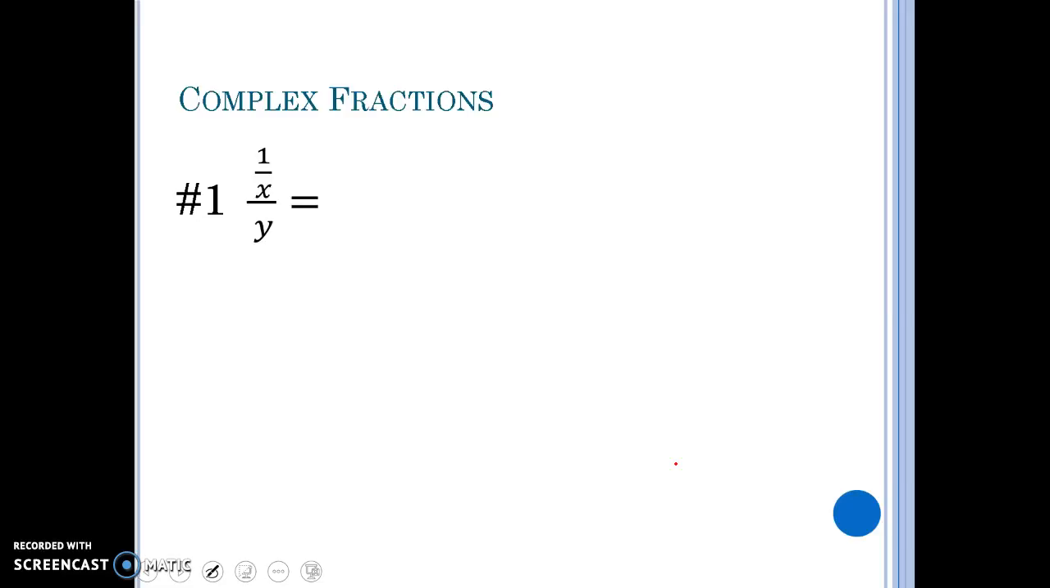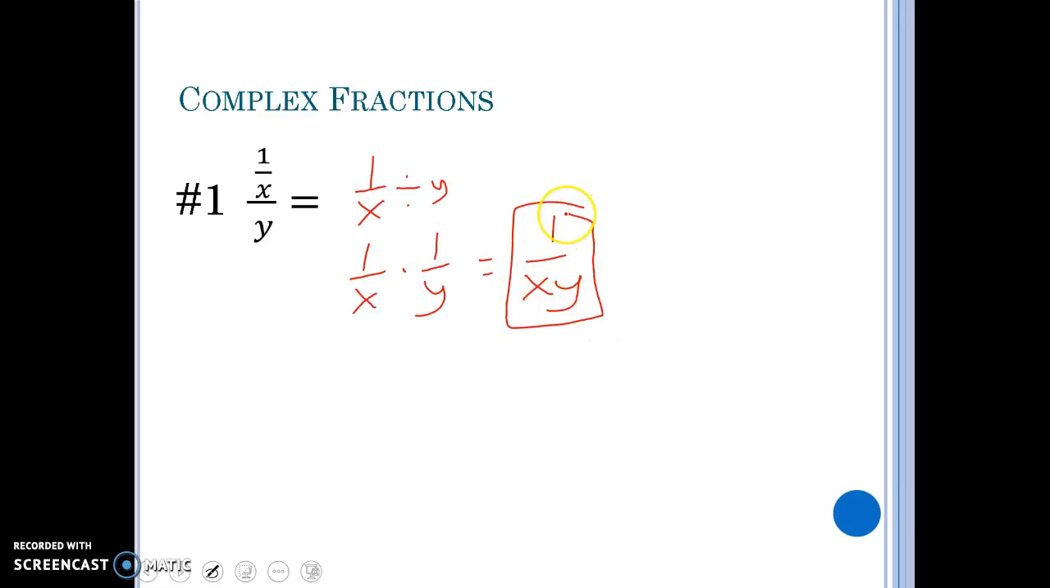If I have 1 over x over y, that's the same thing as writing it as 1 over x divided by y. That's the same thing as 1 over x times the reciprocal of y, which is 1 over y. If I multiply those together, I'm going to get 1 over x times y. So if I simplify this complex fraction, it's 1 over x times y. This is now no longer a complex fraction because there's no fraction within a fraction. Here we had a fraction that was part of our numerator, and that's what makes it a complex fraction.